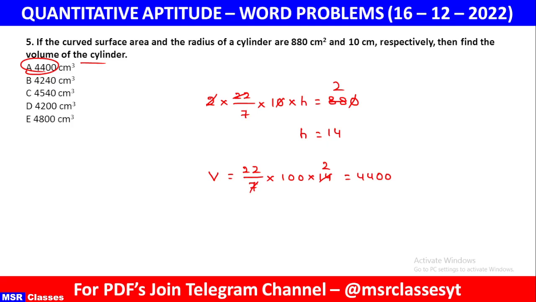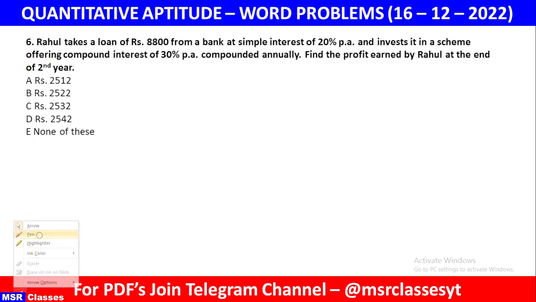Then next question. Rahul takes a loan of 8,800 from a bank at simple interest and invests it in a scheme offering compound interest. Find the profit earned. The amount to repay to the bank is 20% for 2 years.